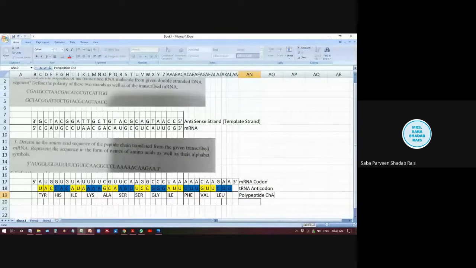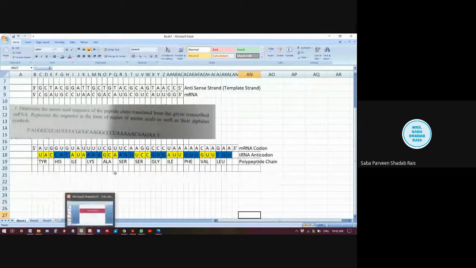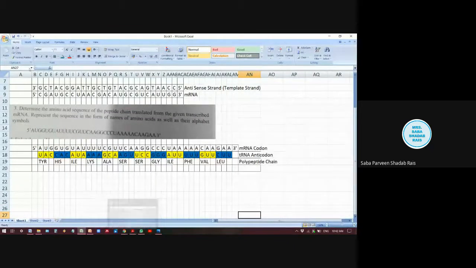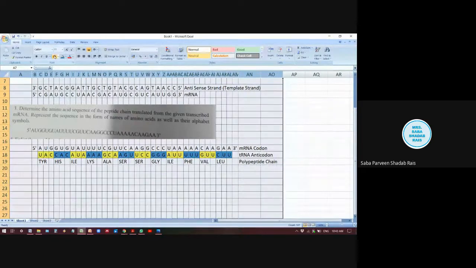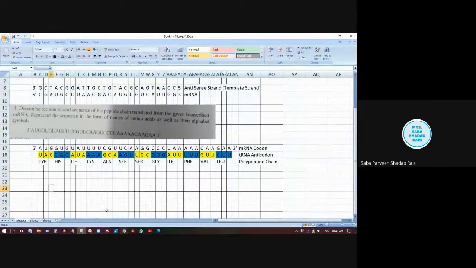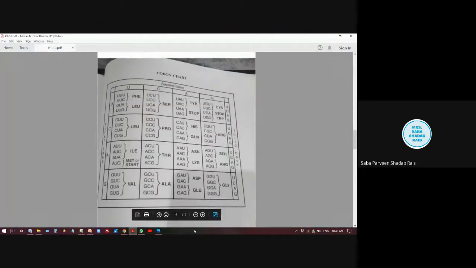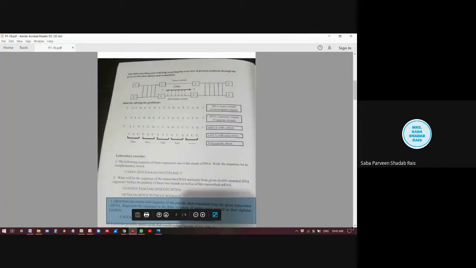I hope you all have solved it with me. Chalo, shall we solve the next? Let us solve the next problem. This is very interesting to solve.